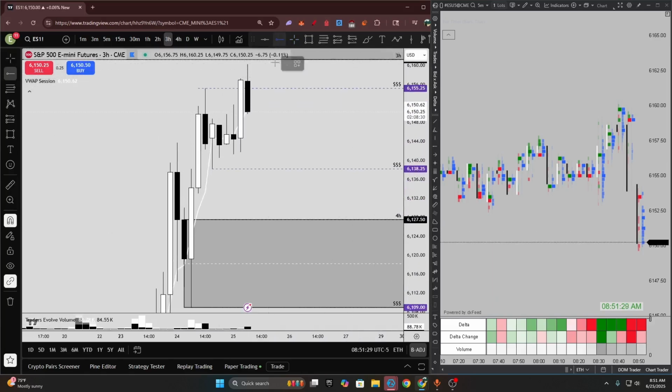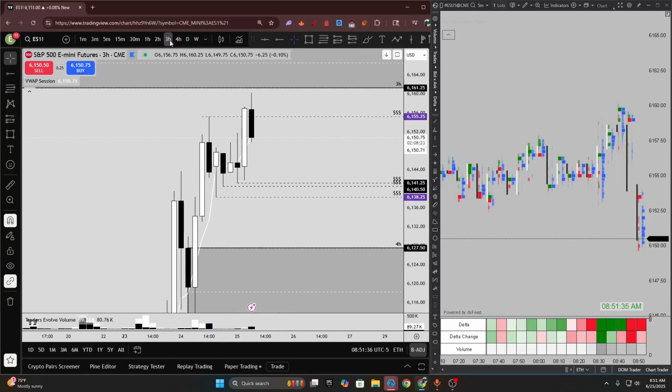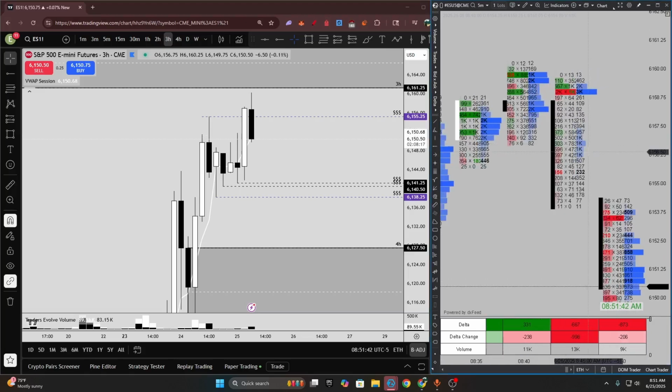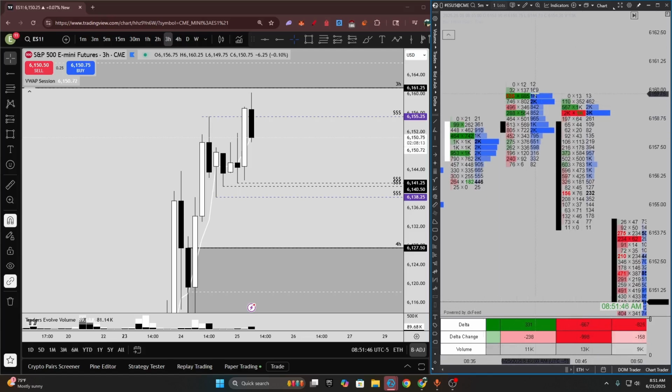3-hour, definitely break this down as liquidity, and even this as well. We're seeing sellers start to step in after buyers were unable to push price higher up here. If you guys can see that.